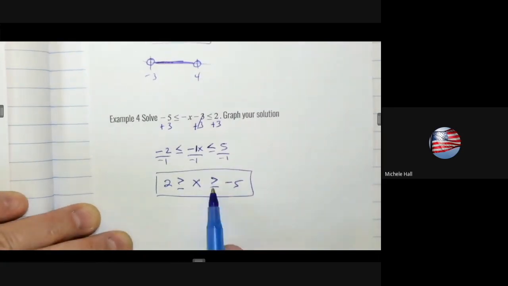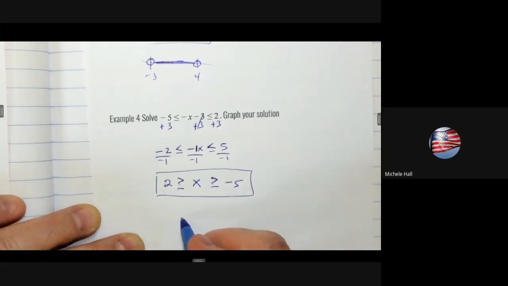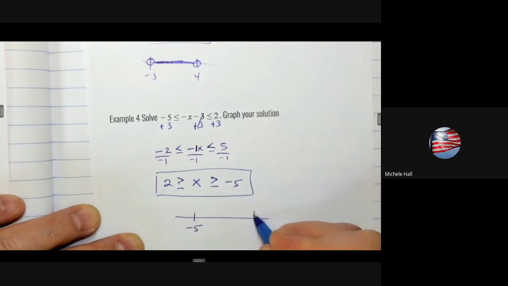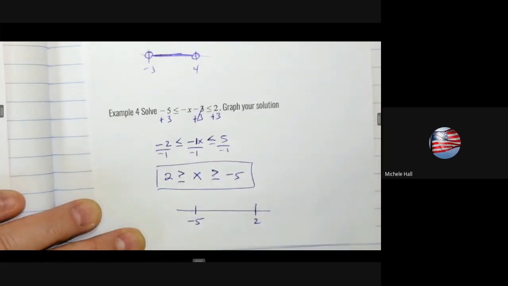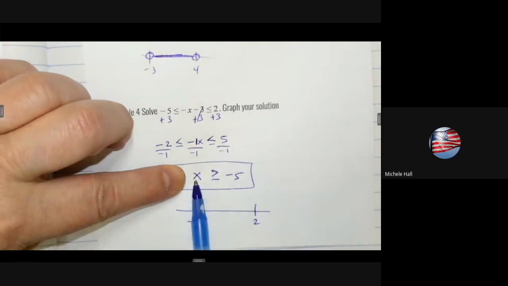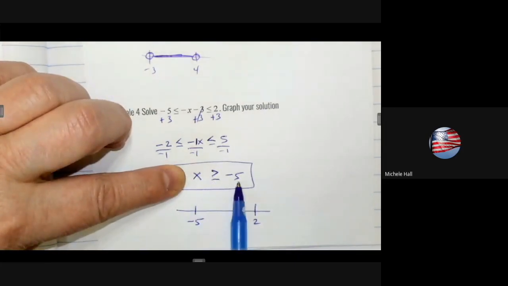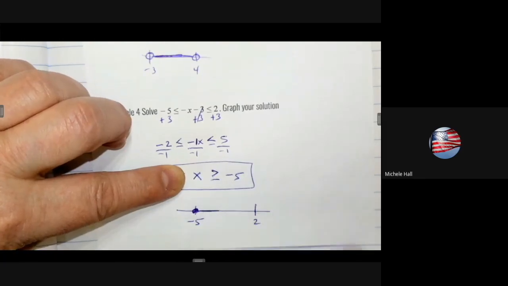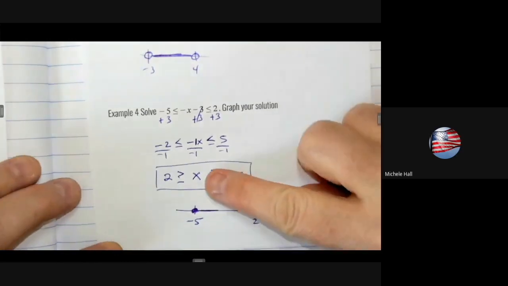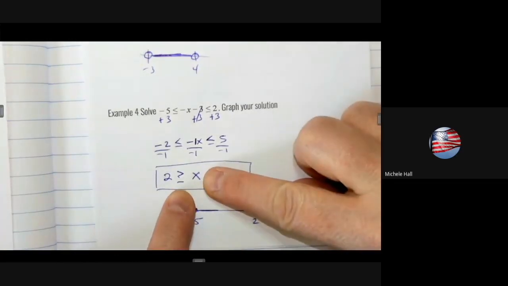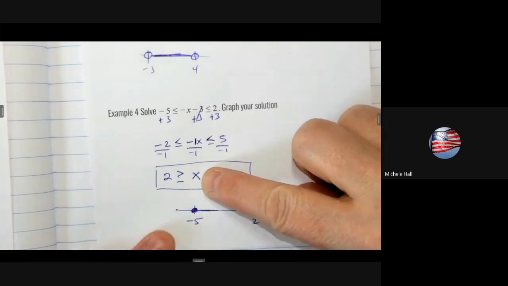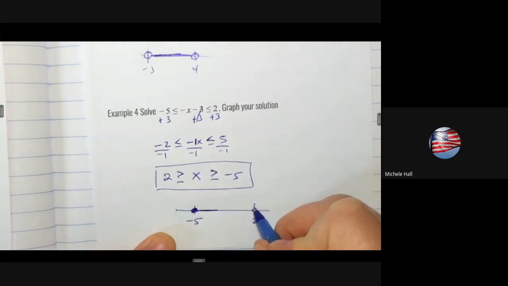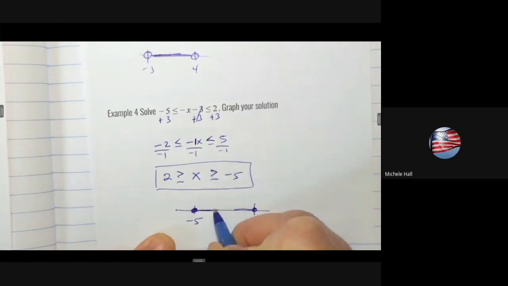Again, my signs are facing in the same direction. They're never going to be facing in opposite directions. I need to be careful when I make my number line because -5 is the smaller number and 2 is the larger number. It needs to reflect a real number line. What does it say? It says x is greater than or equal to -5. Closed circle for equal. Now, if I look at the other side, it says x is less than or equal to 2, so it's also equal to it. And then here's the less direction, and they're going to meet in the middle.